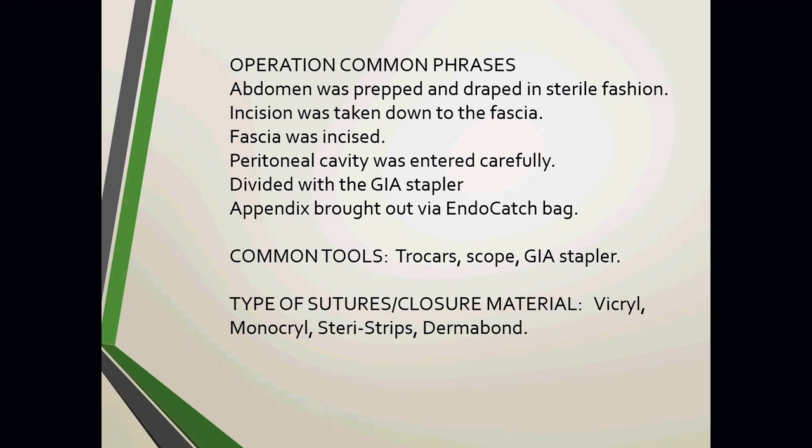The appendix was brought out via Endocatch bag. You'll hear trocars, scope, GIA stapler. All these things you're going to hear over and over again. These are going to be consistent terms. So while they may be scary to begin with, once you become familiar with these, you're going to hear these over and over again. I do want to talk a bit about MT911.